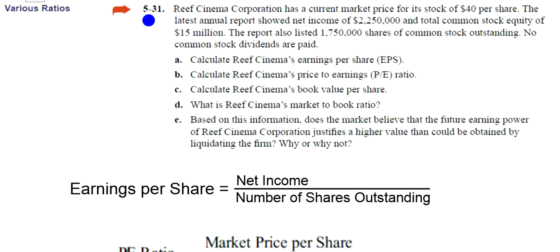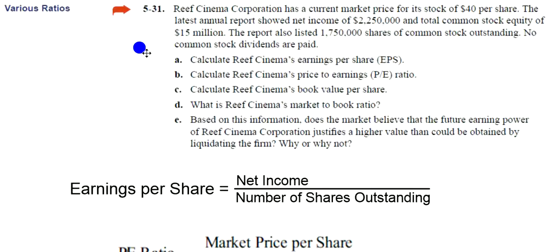In this video, we'll be looking at our last homework problem, 5-31, where we're going to look at various ratios. In this problem, we have Reef Cinema Corporation, and we have various financial data given. We have the current market price of its stock, the net income, the total common stock equity, and the amount of shares outstanding. And no common stock dividends are paid. So we need to calculate a series of ratios.